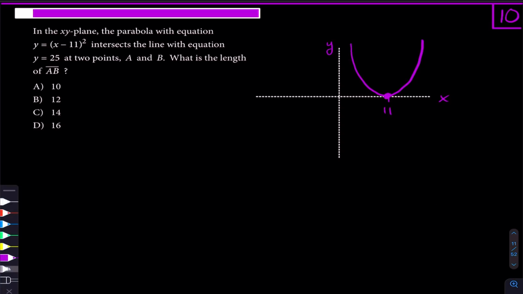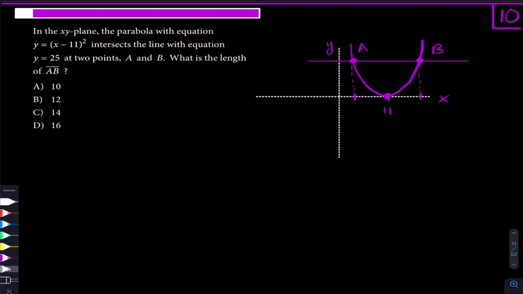And now all we need to do is graph y equals 25. So I'll just graph that as some line coming through here. What that will do is give us our points, A and B. Those are the two intersection points. And what we're trying to do is figure out the length of this segment right here. So how do we do that? Well, if we find the x-coordinates of this intersection, then we can just subtract them, because the distance here is the same as the distance here. So that's exactly what we want to do. Let's find the x-coordinates of the intersection.